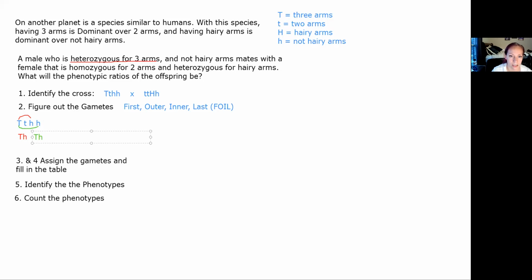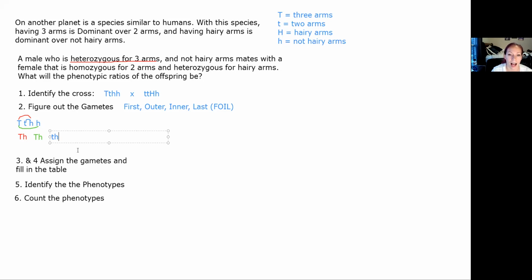Then inner. Sorry, it's taking me a second to click all these colors. All right, let's do blue. So the inner would be the innermost T with the innermost H. So these guys right here. That would be a lowercase t, lowercase h.